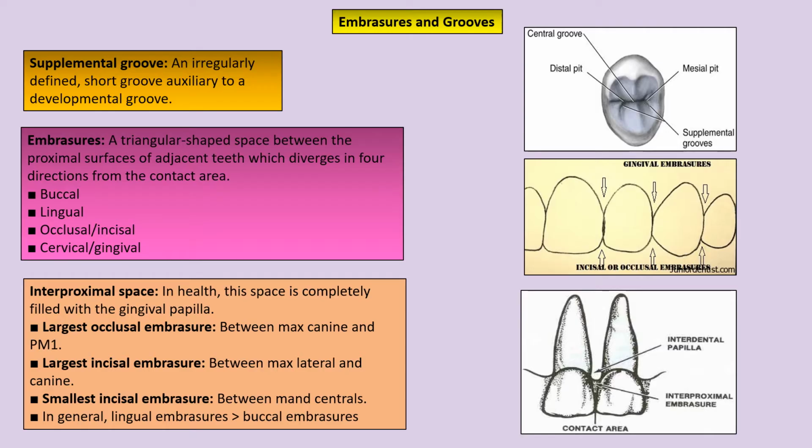And you can also remember where the largest occlusal embrasure and largest incisal embrasure are. The largest occlusal embrasure is between the maxillary canine and first premolar. The largest incisal embrasure is between the maxillary lateral and canine, and the smallest incisal embrasure is between the mandibular centrals. In general, the lingual embrasures are larger than the buccal embrasures. That's why when you insert the wedge, it is usually inserted from the lingual side.